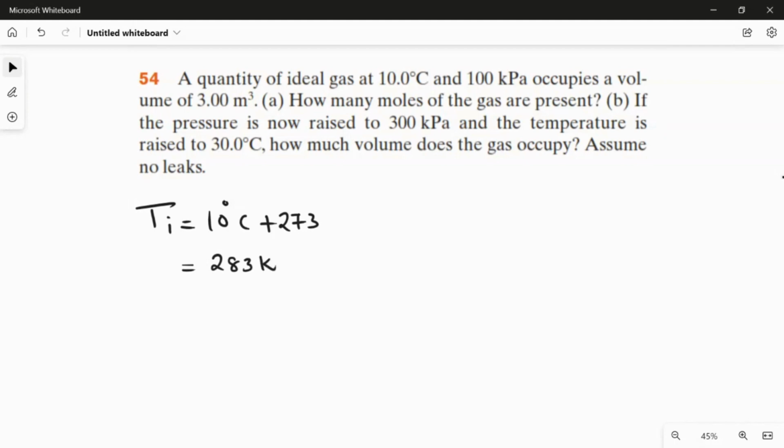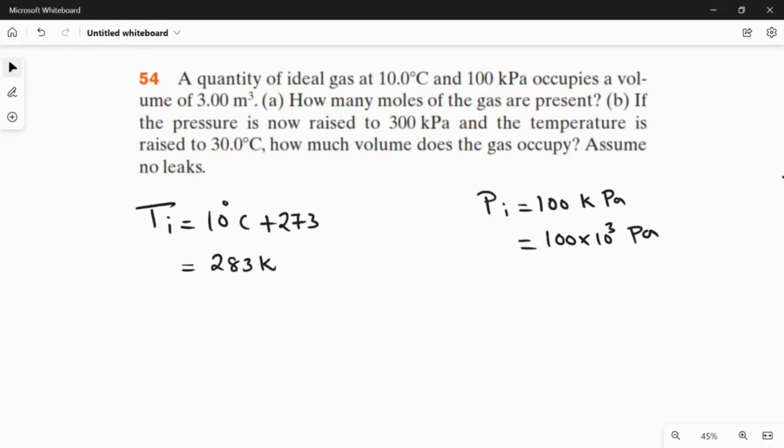And also they mentioned the initial pressure. What is the initial pressure? The initial pressure they mentioned here as 100 kilopascal. So what does kilo stand for? The kilo stands for 10 to the power of 3. So 100 multiplied by 10 power 3 pascal.